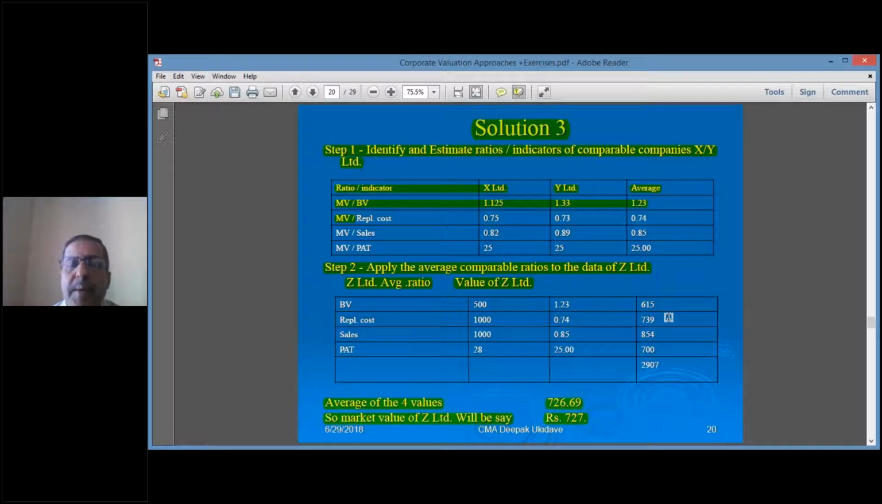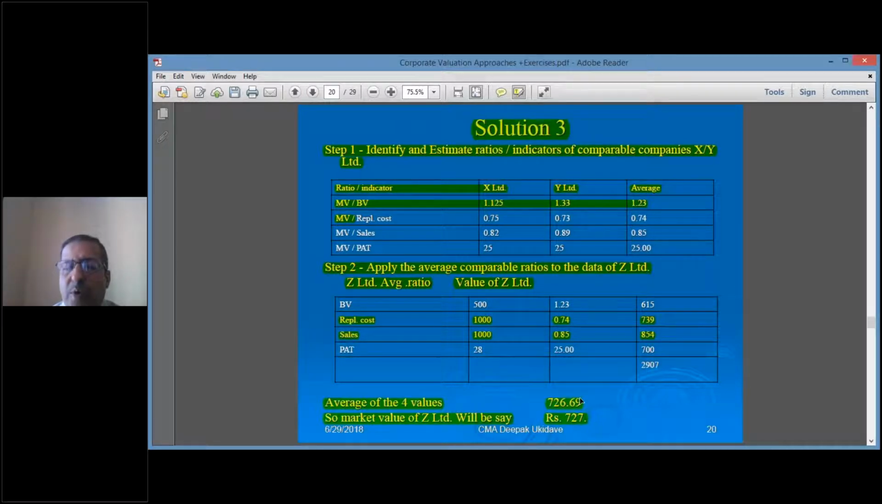Market value of Z Limited on the basis of replacement cost is 739. Market value of Z Limited on the basis of sales is 854, and market value of Z Limited on the basis of PAT is 700. So I got multiple market values, and now I do the averaging. 2907 divided by 4, because equal weightage has been assigned.